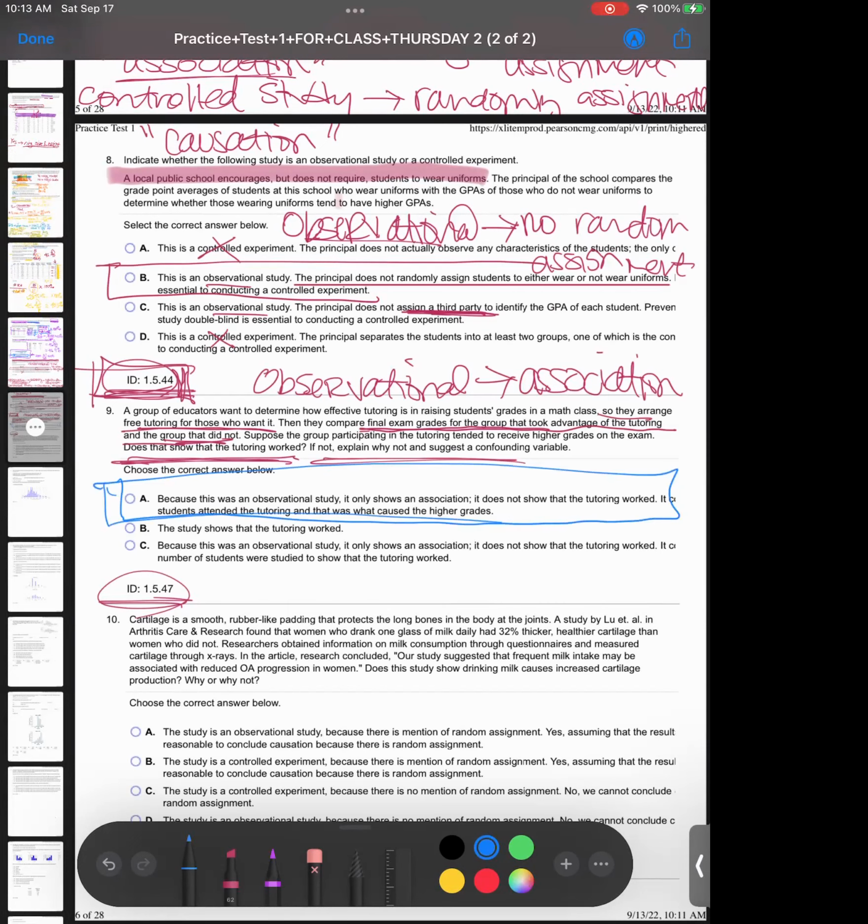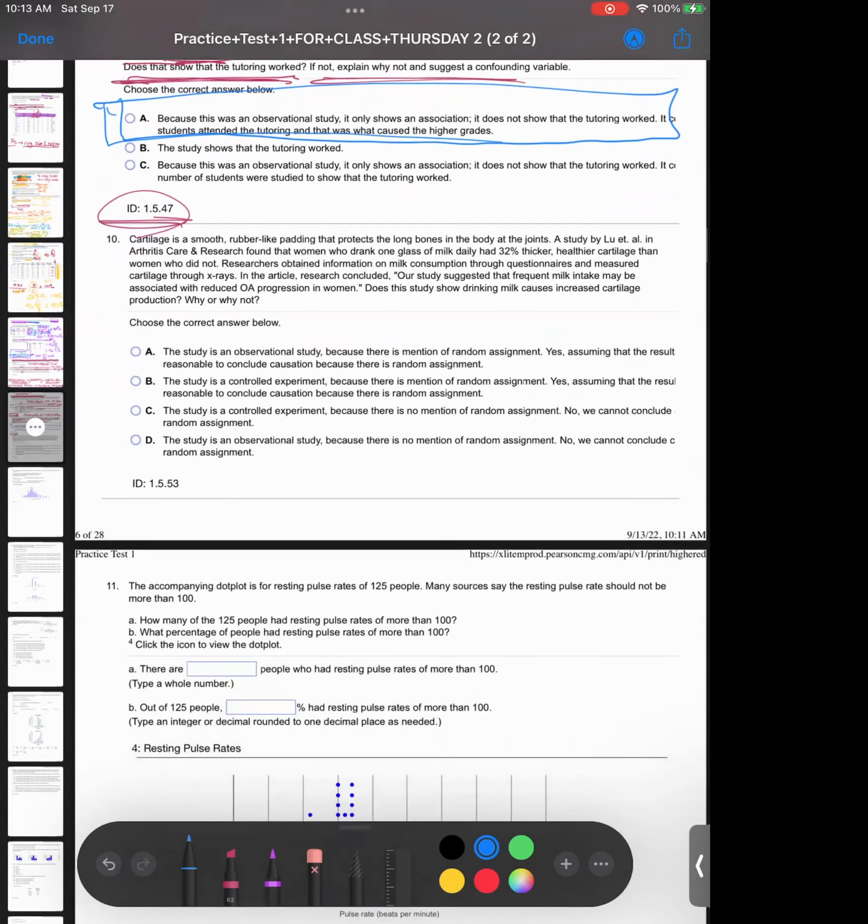Okay, good. Cartilage is a smooth rubber-like padding that protects the long bones in the body of joints. A study by Liu et al. in Arthritis Care and Research found that women who drank 1 glass of milk a day had 32% thicker, healthier cartilage than women who did not. Researchers obtained information on milk consumption through questionnaires and measured cartilage through x-rays. In the article, researchers concluded our study suggested that frequent milk intake may be associated with this. Does this study show it?